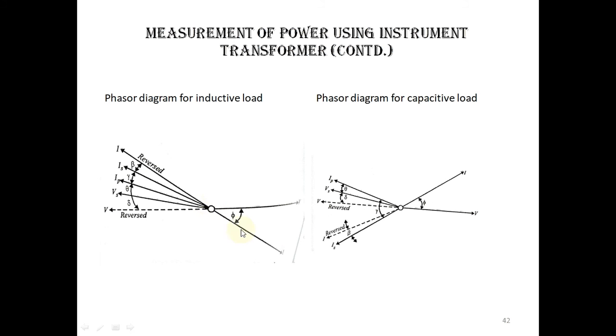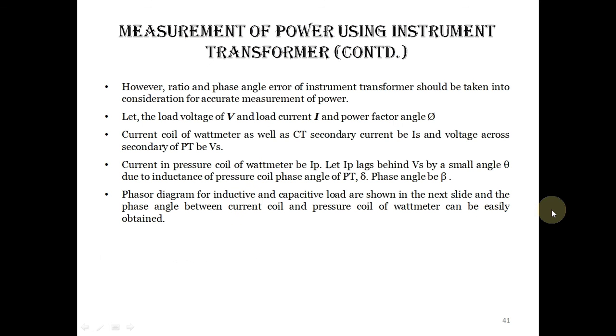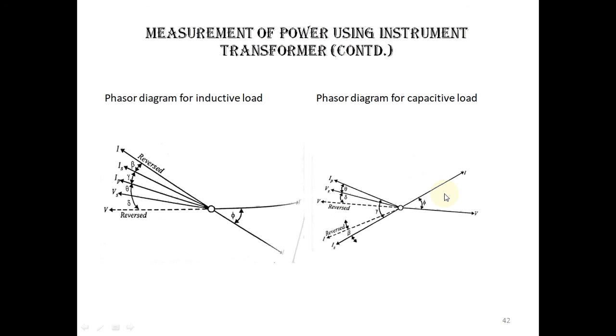So current is reversed and voltage is reversed, and this is the thing being discussed over here. And this is for leading load. Again, for leading load, phi is positive. Here, why?